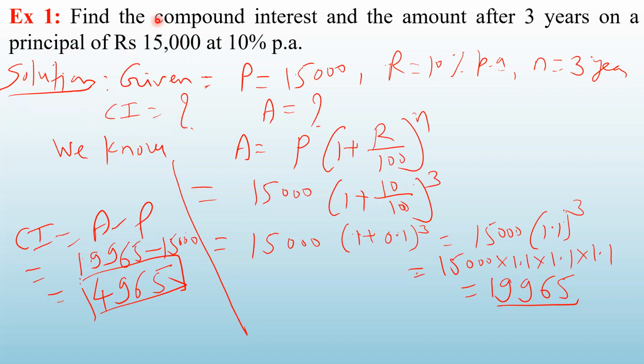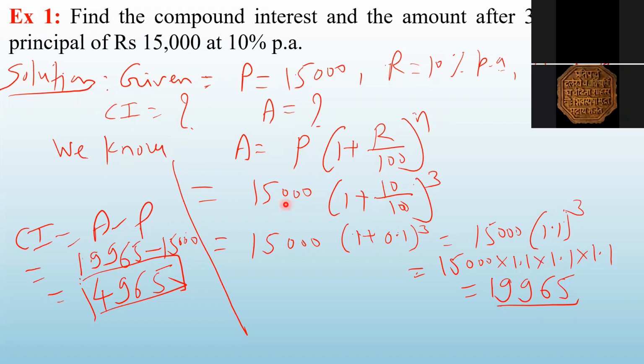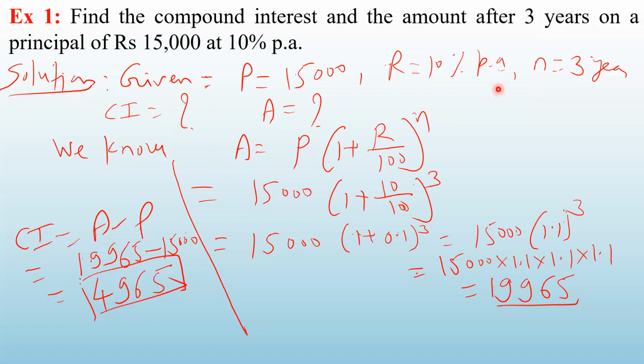On a principal of rupees 15,000, so P is 15,000, R is 10 and N is 3. What is your formula? We know that amount is given by P into (1 plus R upon 100) raised to power N. Put all the values: in place of P, 15,000. R, sorry, R is 10. So 1 plus 10 upon 100 raised to power 3.